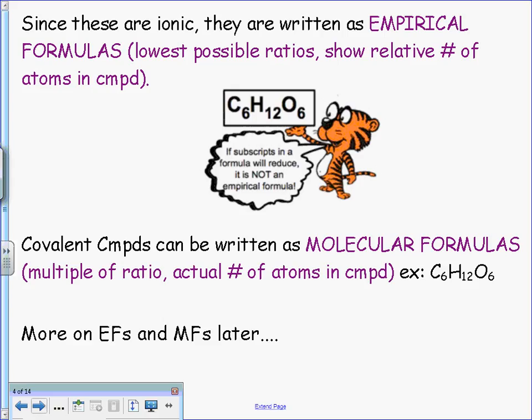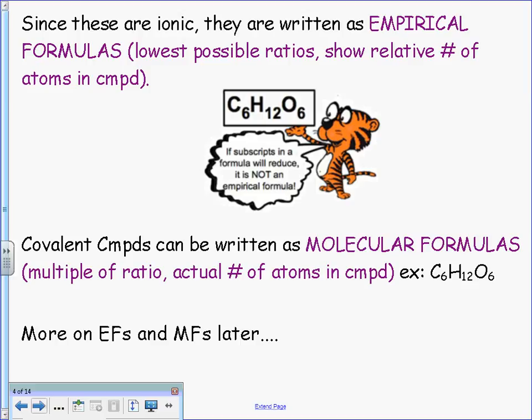Okay, one more thing. This is just a side note, we'll go over empirical and molecular formulas tomorrow or the next day. Whenever you're writing your ionic formulas, you always reduce down to the lowest subscripts, because that is the empirical formula, and that shows the relative number of each atom in the compound. So we always want to make sure we are going to the lowest ratio.